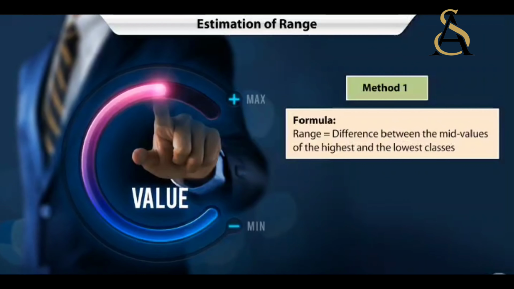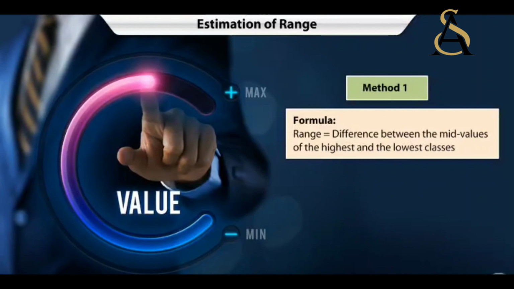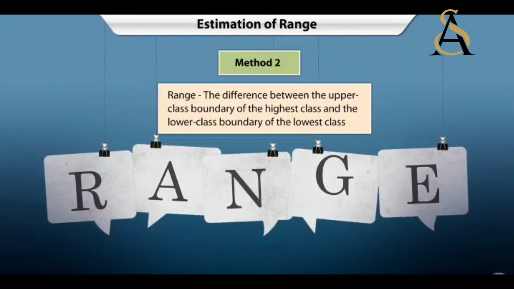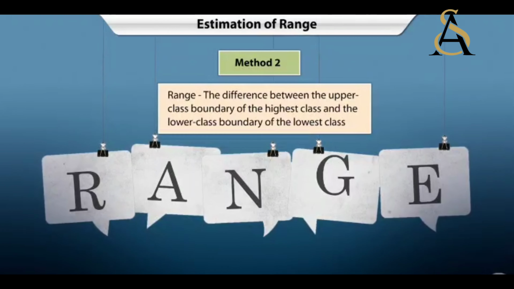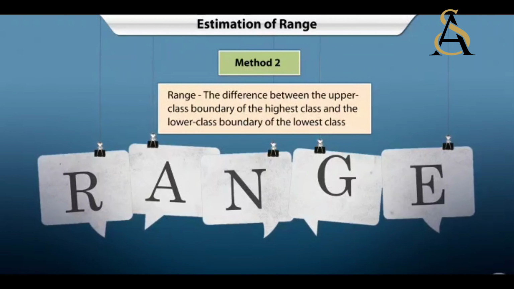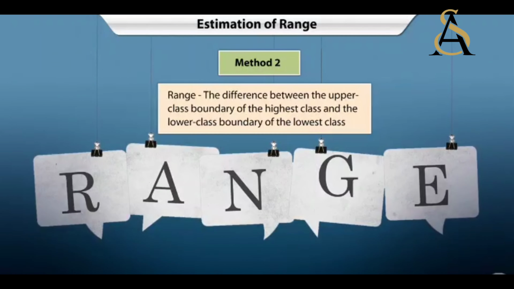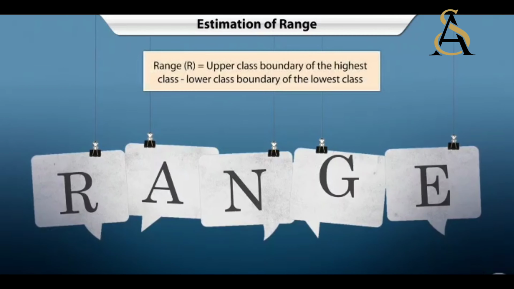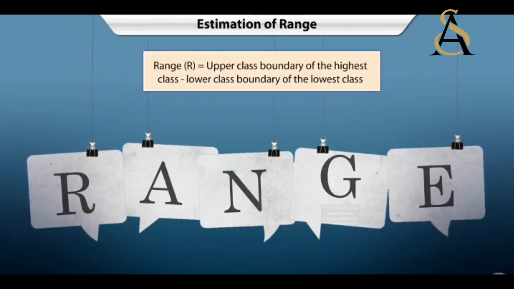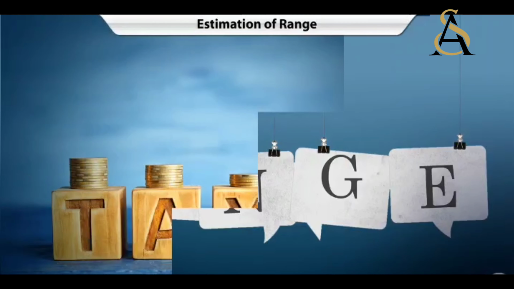Formula. Range is equal to difference between the mid values of the highest and the lowest classes. Method 2. In this method, the difference between the upper class boundary of the highest class and the lower class boundary of the lowest class would be the range. Range is equal to upper class boundary of the highest class minus lower class boundary of the lowest class.